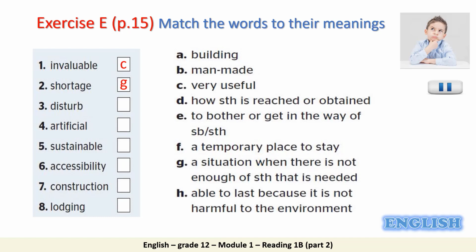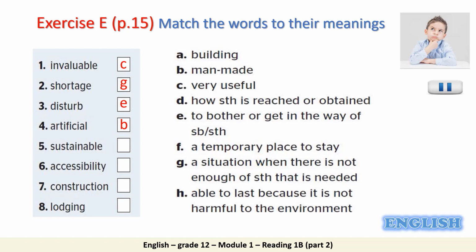Number 3, disturb. Good. E, to bother or get in the way of somebody or something. Number 4, artificial. Man-made, excellent. In text C, the islands were artificial islands, means man-made islands. Can you tell me which island in Qatar is artificial? Good. The Pearl is an artificial island.